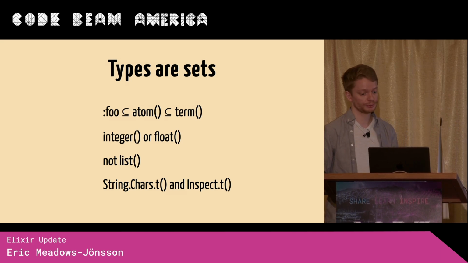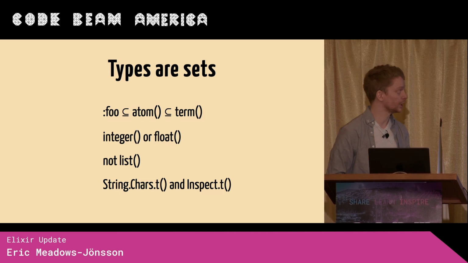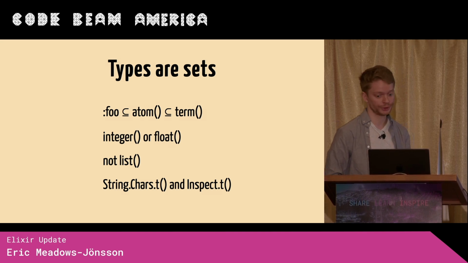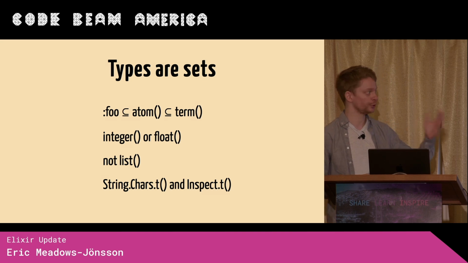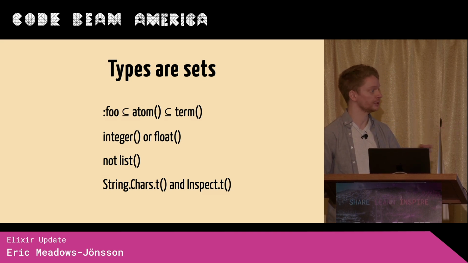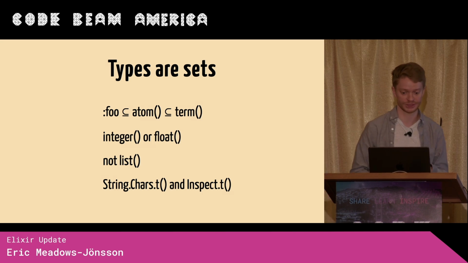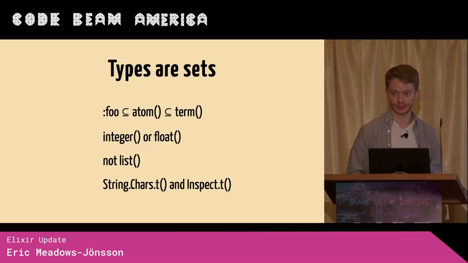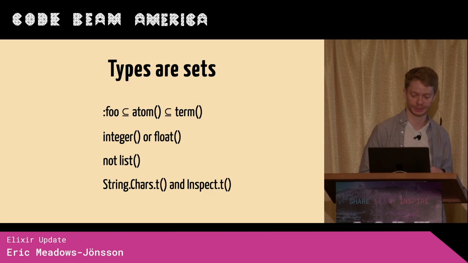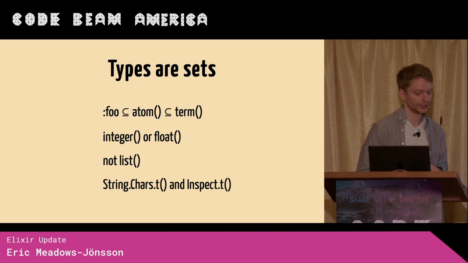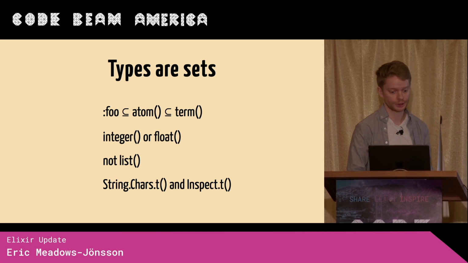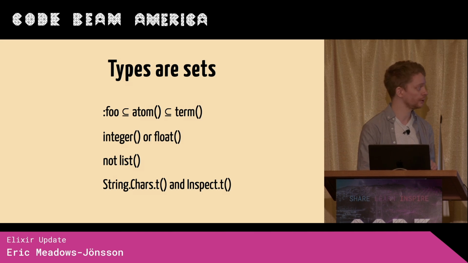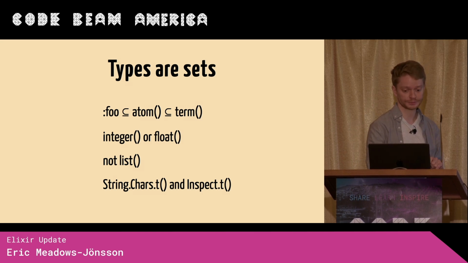And we can also do set operations on these types. The union type we can express with the OR operator. So we can say that all numbers are expressed by saying integer or float. And this is similar to many other type systems that you've seen. And if you use Dialyzer, this will be pretty straightforward to you. But something that is new are the not and the and operators.